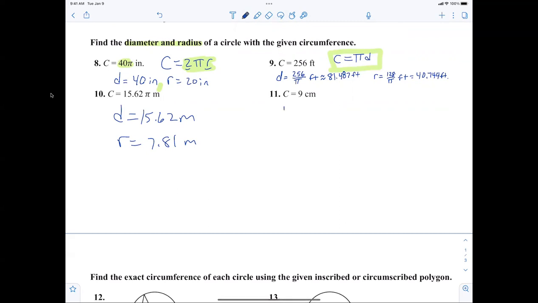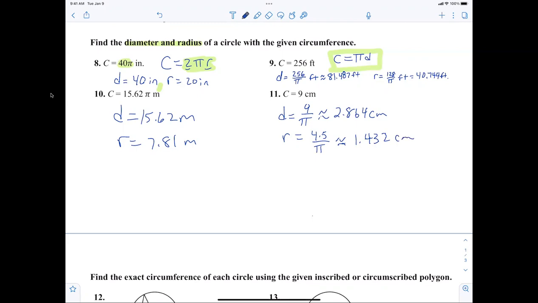And of course, the diameter would be for number 11. 9 over pi, and we'll round that to what? 2.864 centimeters. And then the radius would be 4.5 over pi, which is approximately what, 1.432? Is that what you said?